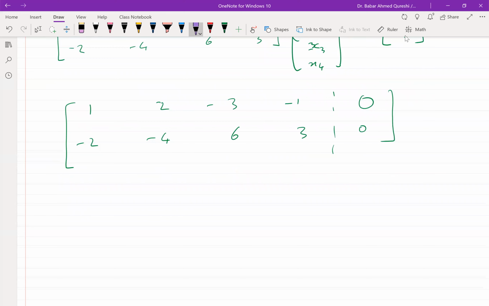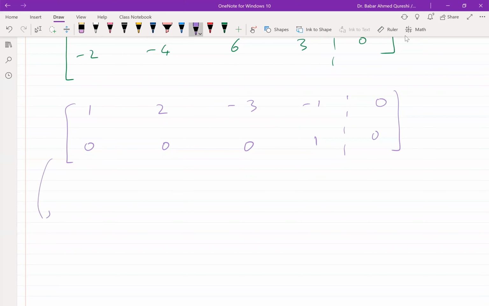now I just multiply the first row by 2 and add it below. I get 2 into minus 2, 0, 4 minus 4, 0, minus 6 plus 6, 0, minus 2 plus 3 equal to 1. And to bring it to reduced echelon form, I can add the second row above. So 1, 2, -3, 0.